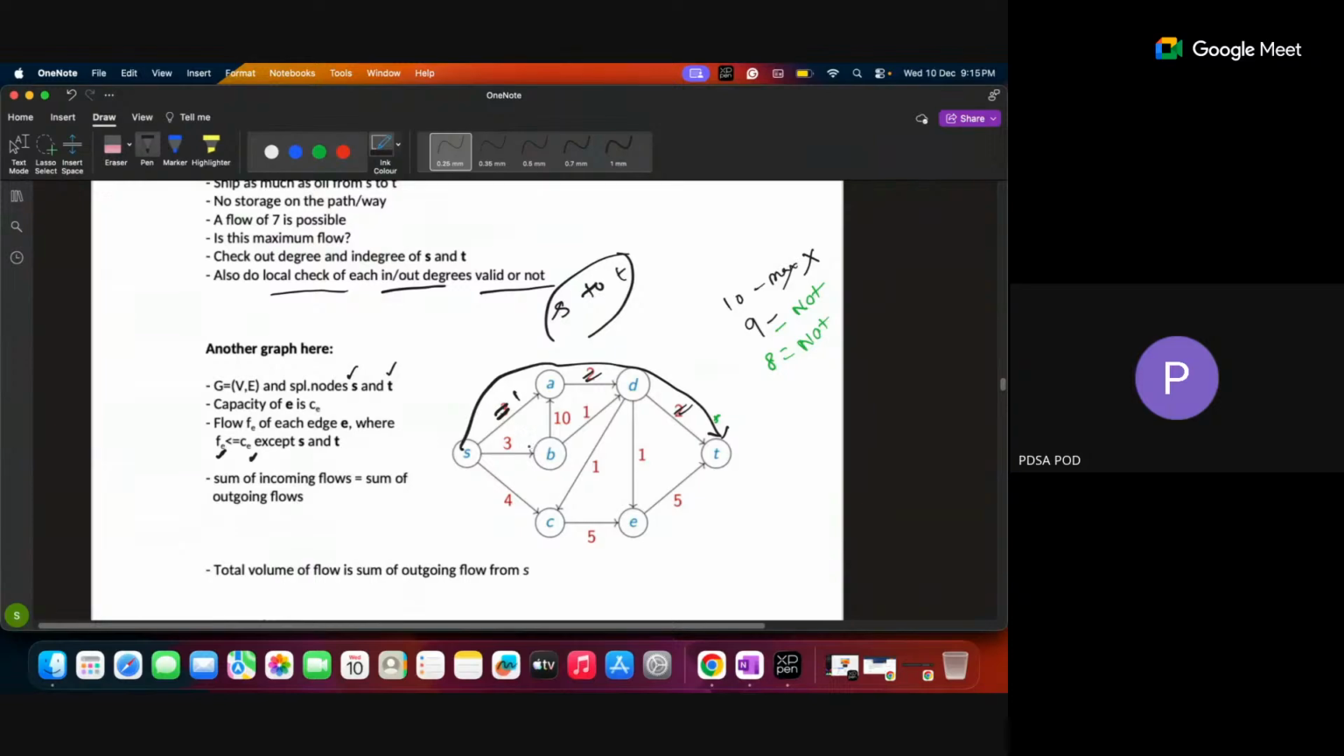Next one. I'm trying for 7 now, right? 2 flow is used. Still, I have 5 flow there. I can send 1 here, yes, I can send 1 here. So if I send 1 here, 2 is the remaining. This I can use it.